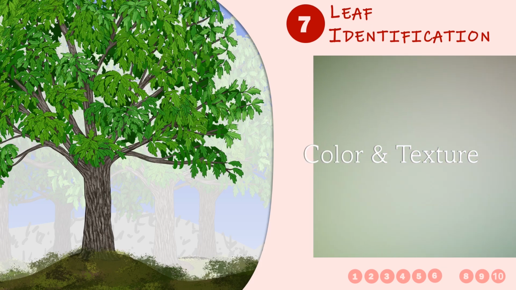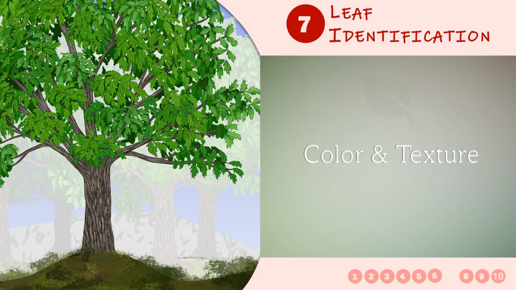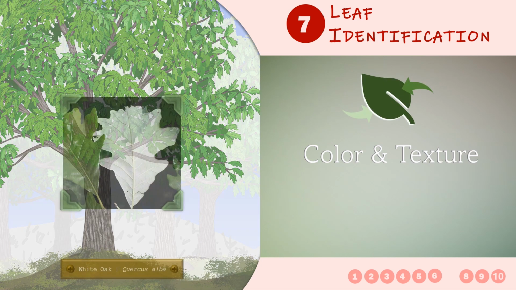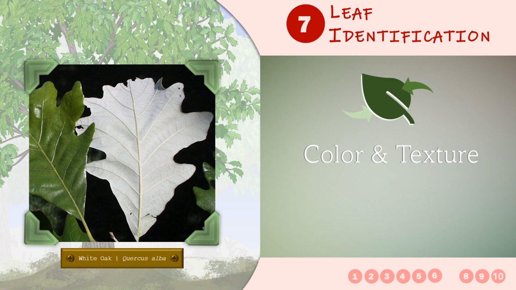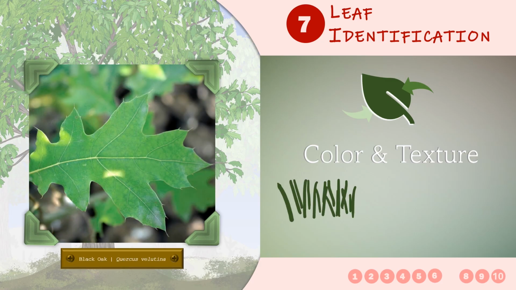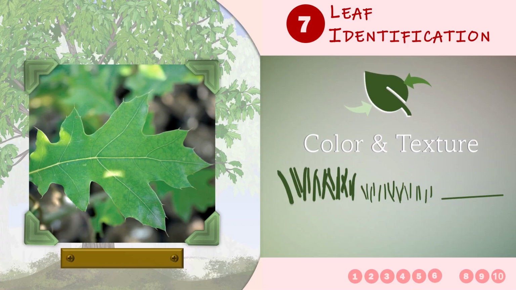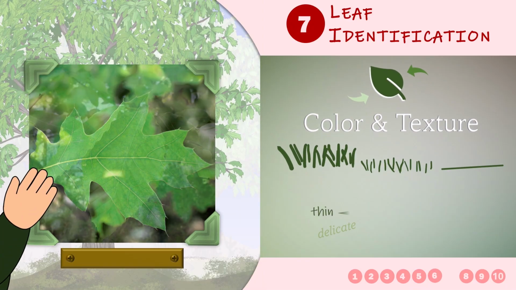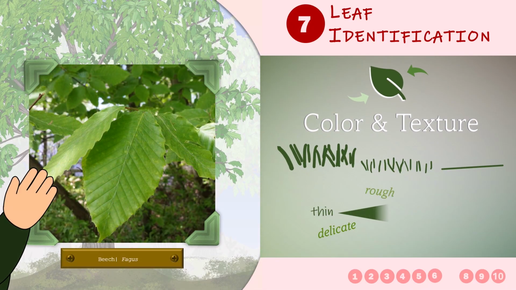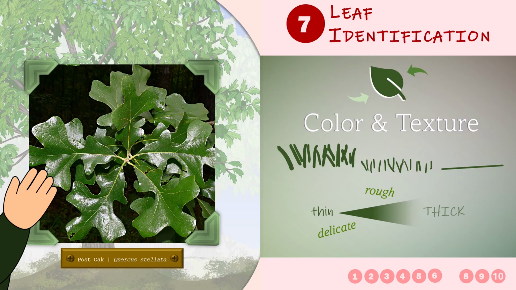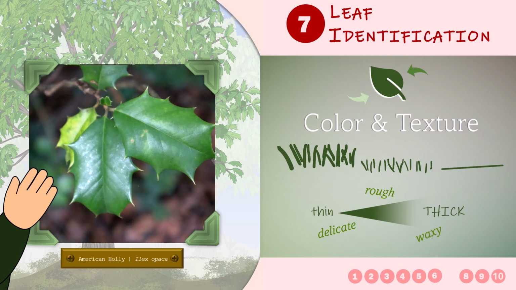These are great identifiers. The leaves of some tree species are different shades of green, or even a whitish color on the underside, like white oaks and white ash. Texture-wise, the leaves might be covered with dense hair, like black oaks. They might have sparse tiny hairs, or they might be completely smooth. Reach out and feel the leaves. You'll find that some are thin, like beech, others are rough to the touch, like post oak, and still others are thick and waxy, like American holly.